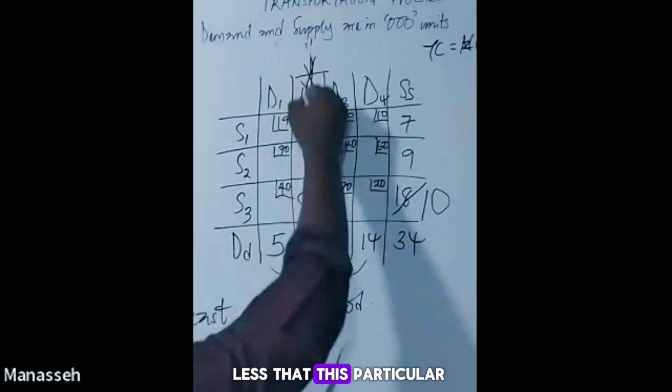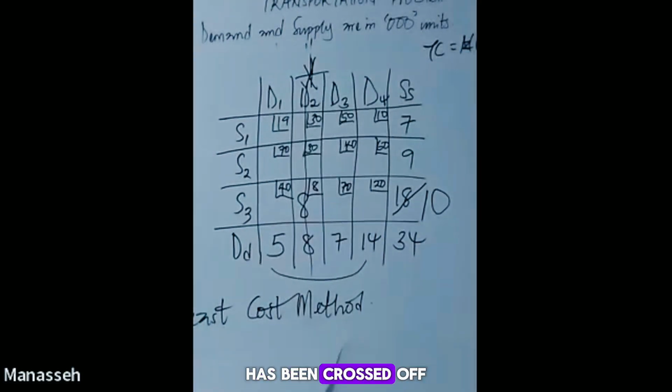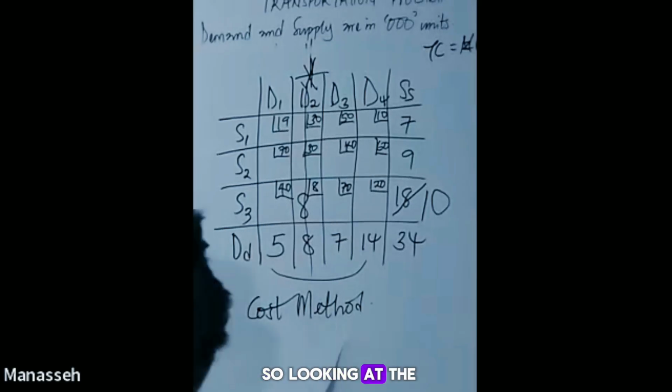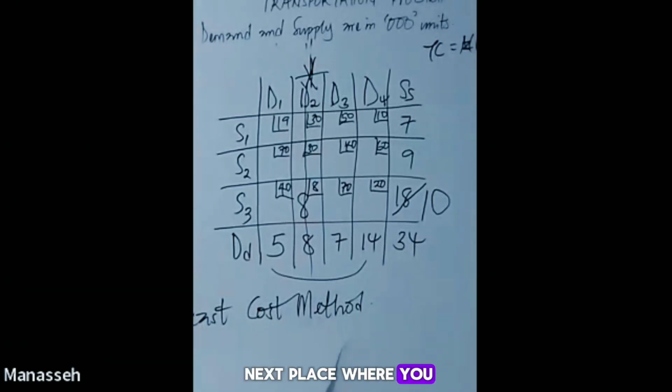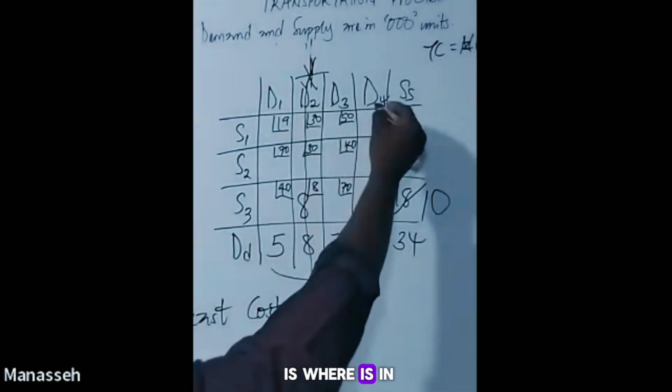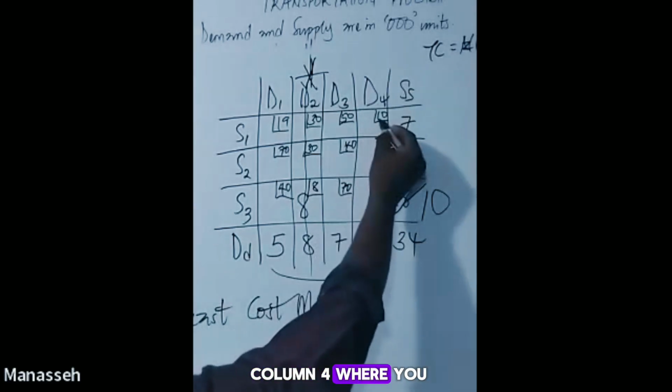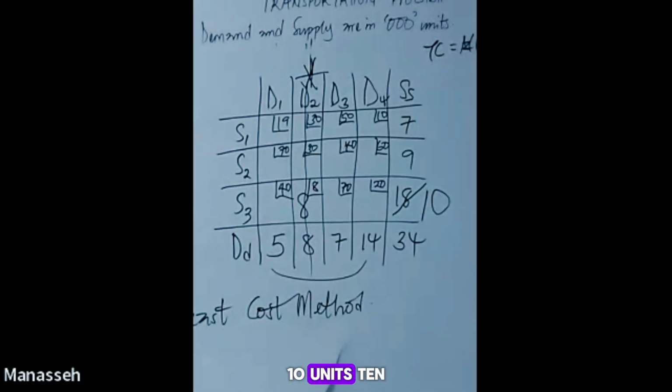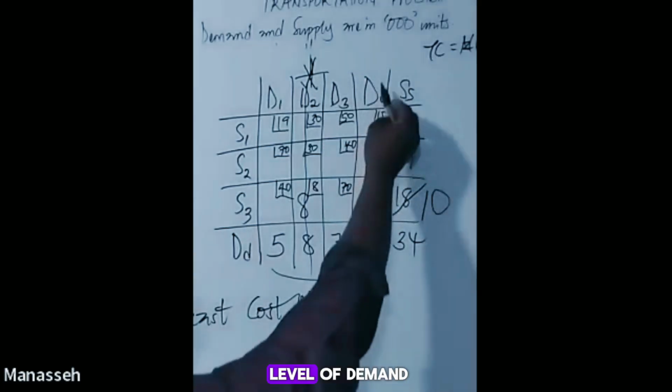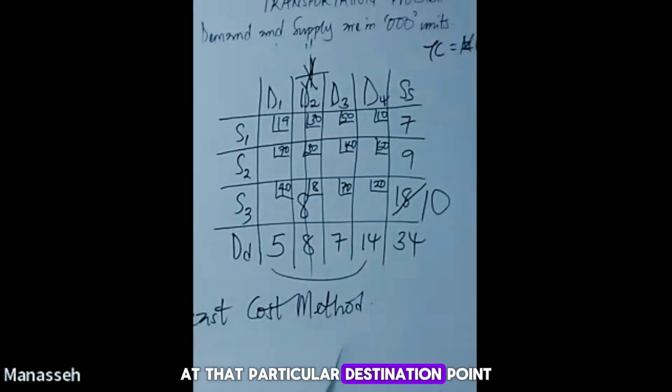So it's more or less like this particular column has been crossed off. Looking at the table, the next place where you'll have your least cost is in column 4, where you have 10 naira, in order to move one unit from the source to the destination. So the question is, what is the level of demand at that particular destination point?